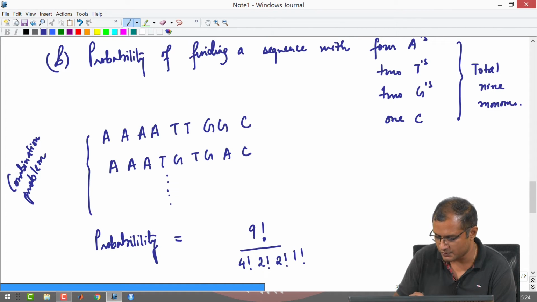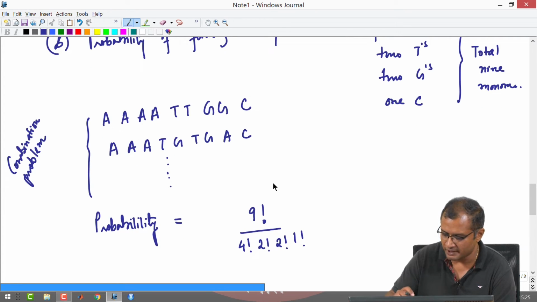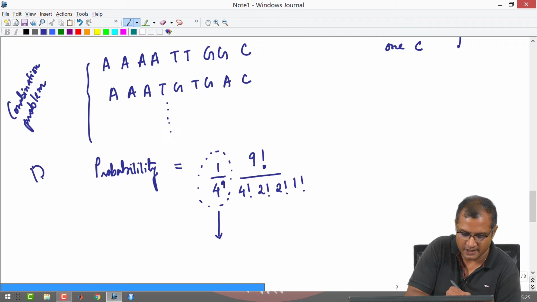So, you can see that 4 plus 2 plus 2 plus 1 is 9. So, this is the number of combinations that you can have, and then if you divide it by the total number of combinations, which is 4 to the power 9, this will essentially give you the probability that we are chasing. One way to interpret this is that 1 upon 4 to the power 9 is, so this is the desired probability.